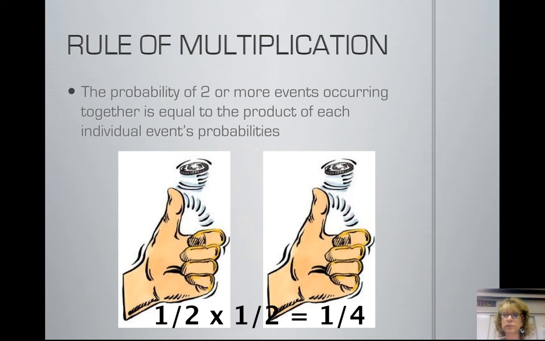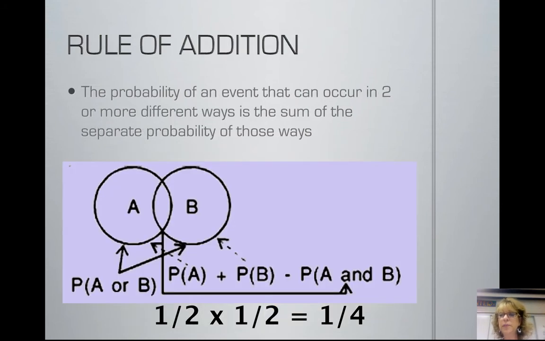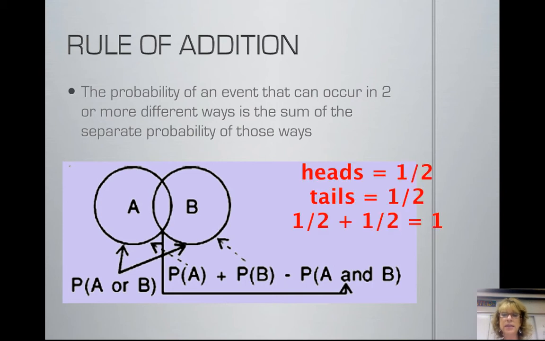The rule of addition is the probability of an event that can occur in 2 or more different ways is the sum of the separate probabilities of those ways. In other words, if you add up all of the different probabilities of an event, it's going to add up to 1. The chance of you flipping a coin and getting heads is half. The chance of you getting tails is half. What is the chance of you getting heads or tails? That's 1/2 plus 1/2, which is equal to 1.